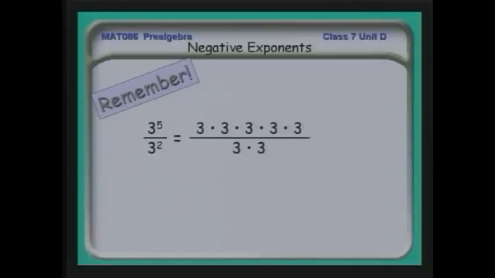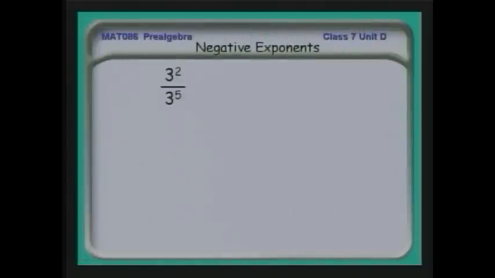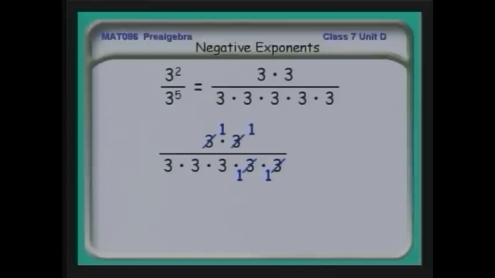Then, if we have 3 to the 5th over 3 squared, again we can divide that out and see that it's 3 cubed, or 3 to the 5 minus 2. Let's flip that around. Suppose we have 3 squared over 3 to the 5th. We can do the same thing. That gives us 1/27th, or 3 to the 2 minus 5, the same as we've done before, or 3 to the minus 3rd power.